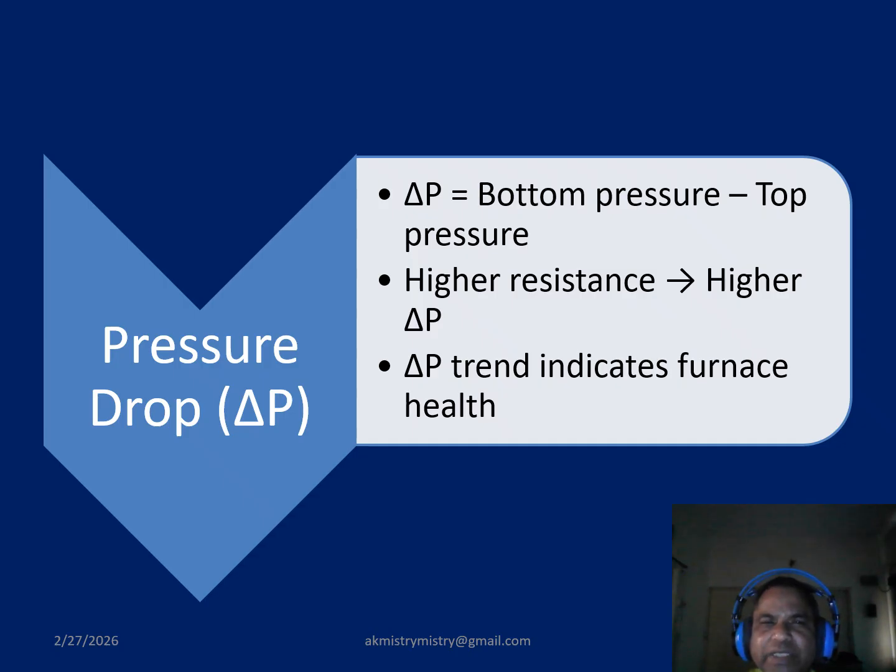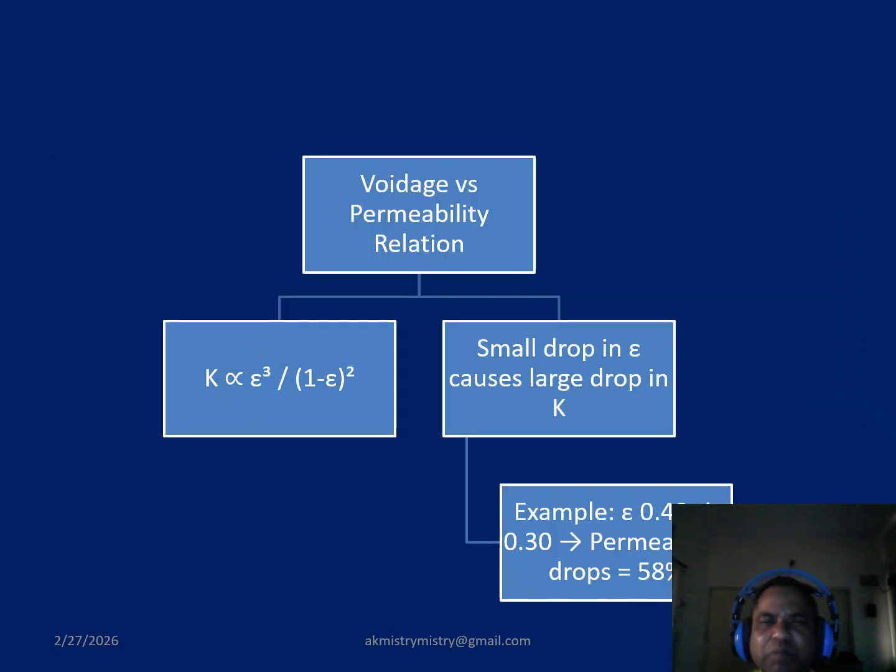So there is a very sensitive mathematical relationship here. K value is directly proportional to epsilon cubed divided by (1 minus epsilon) squared. Because of this cubic relationship, even a small drop in voidage causes a massive, disproportionate drop in permeability.